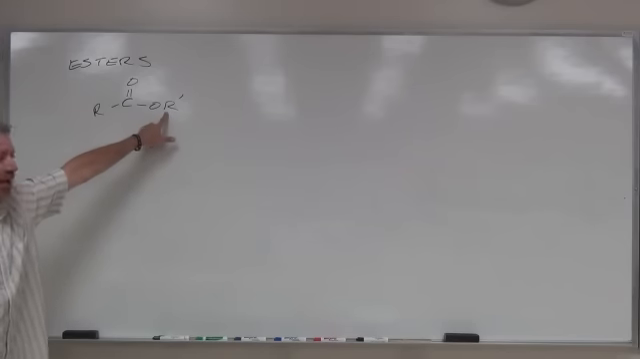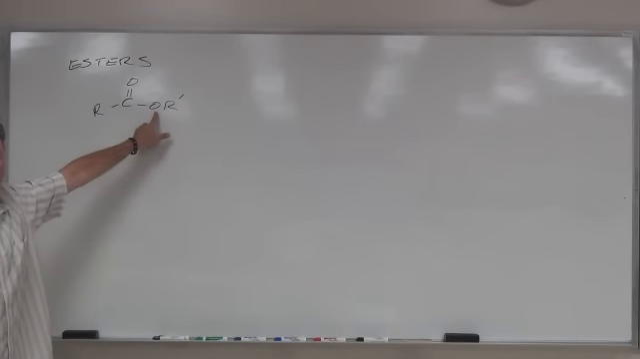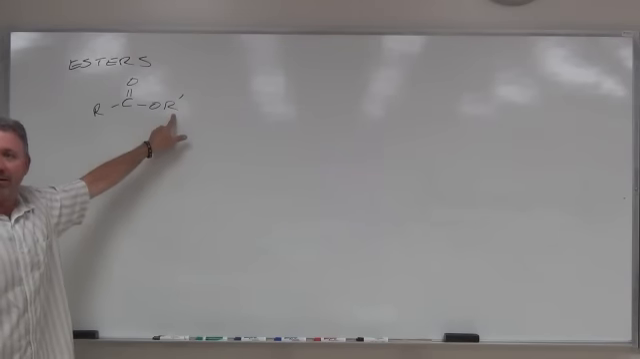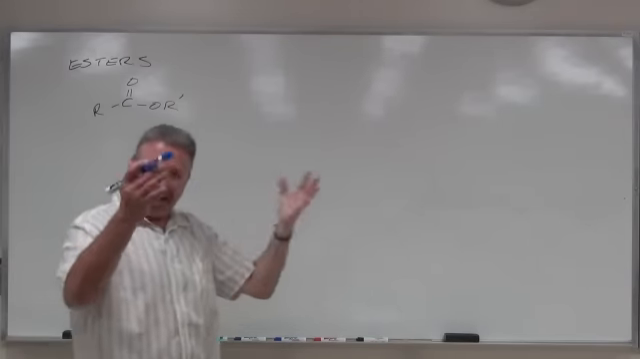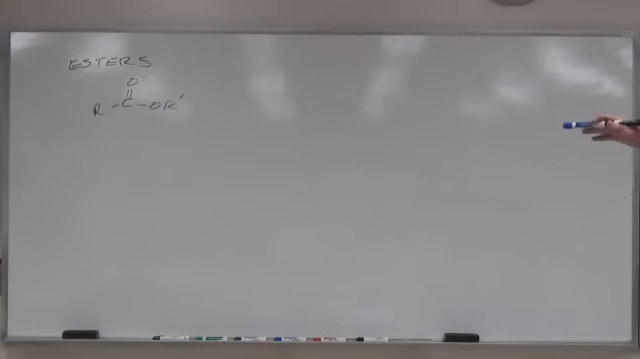If this was an H, then it would be a carboxylic acid, right? But it's required that bound to that oxygen is at least one other carbon. Okay, so we know what alkyl groups are. Any of the alkanes minus one hydrogen. So there's any number of possibilities that can be attached there.